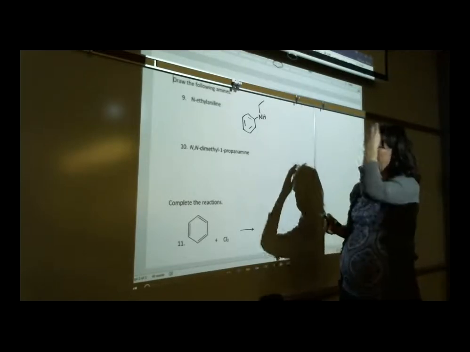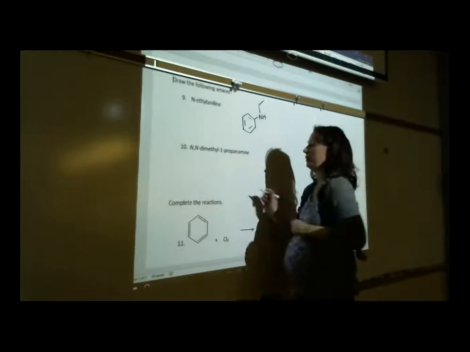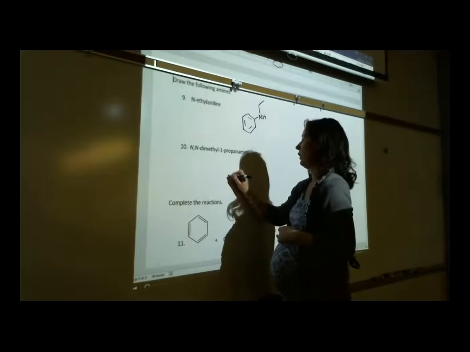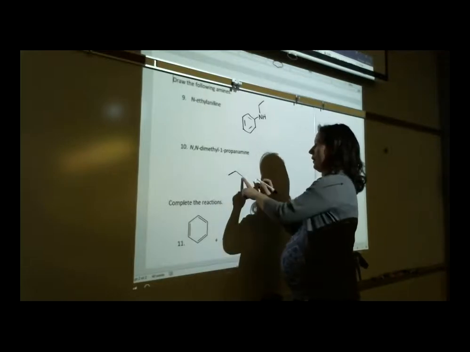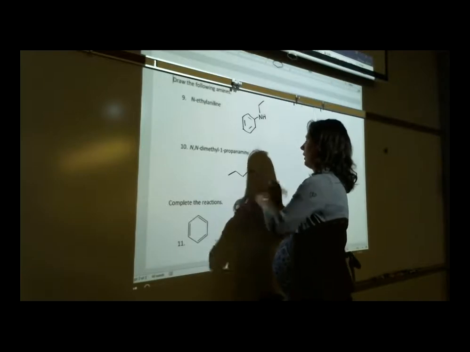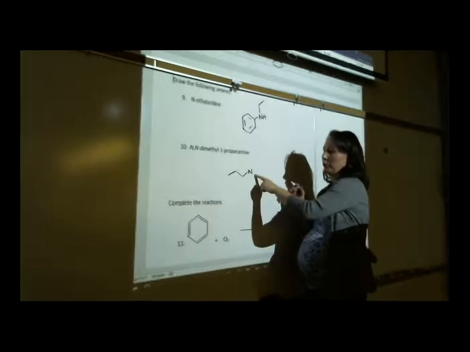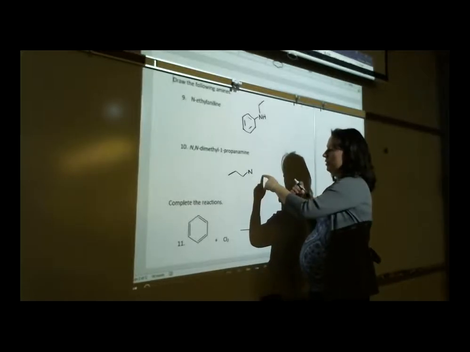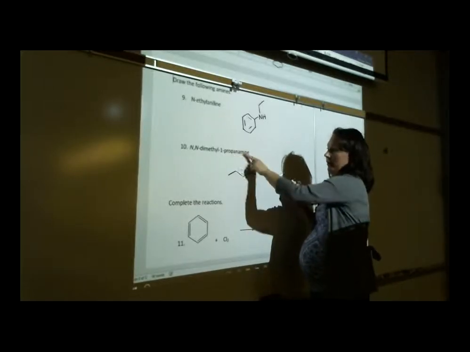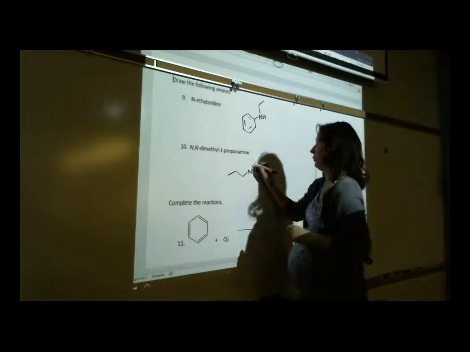All right, let's do number 10. Propanamine, prop would be how many carbons long? 3: 1, 2, 3. And then on carbon number 1, we've got a nitrogen atom. And it's not just an amino group, right? It's not just NH2, because that would be just 1-propanamine, right? We've replaced those hydrogens with what? With methyl groups, right?